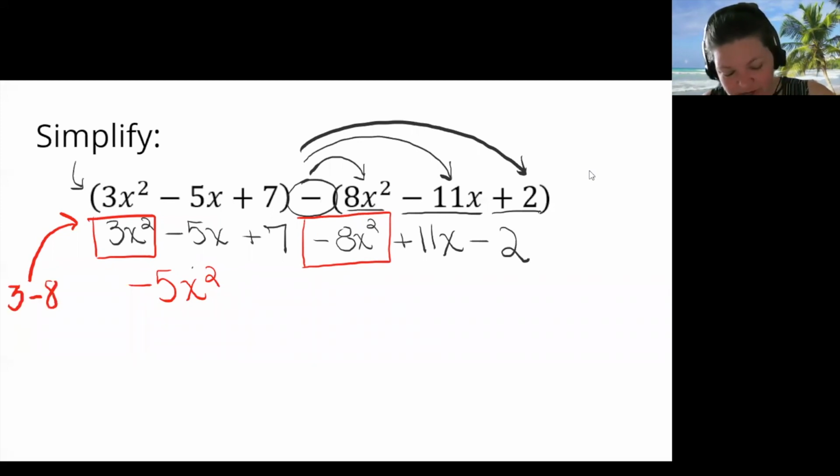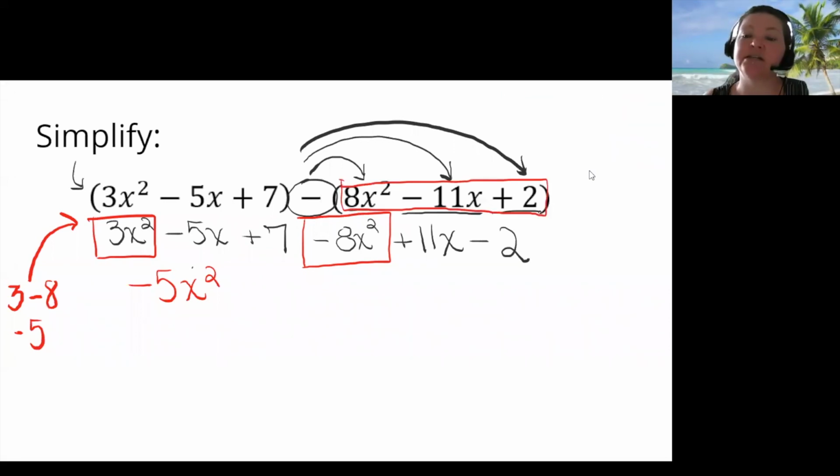You do the 3 minus 8, you find out it's -5, and then you know algebraically if you were adding x squareds and x squareds, you still have x squareds. So let's continue to combine like terms. So we got our x squared terms together.